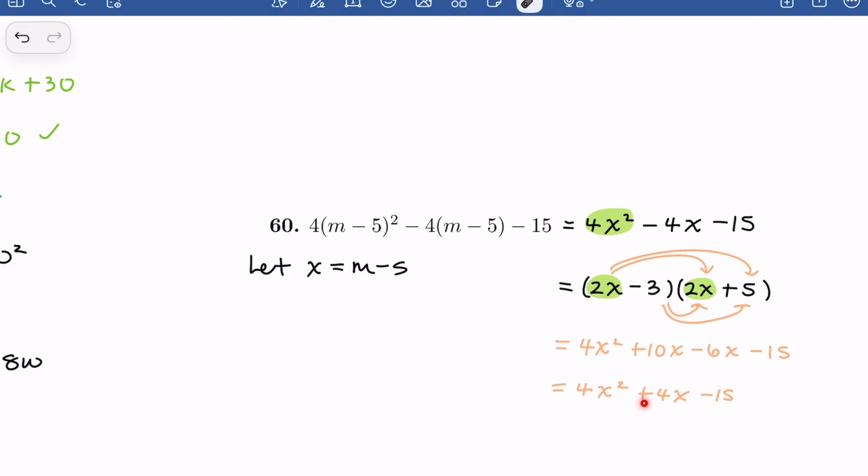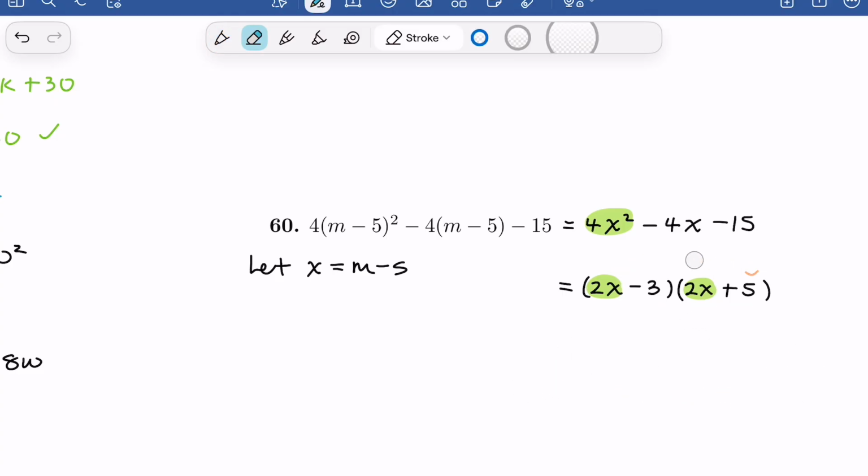Now this is really close. Our middle term is a positive 4x, but we need it to be a negative 4x. So these are not the values that we need, but since it's extremely close, I'm just going to swap these numbers. It looks like if I want to get a -4 here, then I'm going to need a -10x and a positive 6x. So I'm going to swap my 3 and my 5.